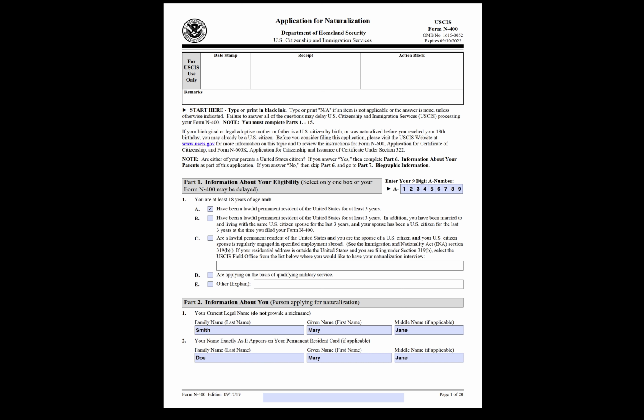Under D, you're applying on the basis of qualifying military service. The reason why this is important is because for those that are on active duty or have been military members, the U.S. government recognizes that, and as a thank you for the service that they've performed, they allow people to file for citizenship right away. Meaning that if you're on active duty and you get your green card, you can go ahead and file for citizenship right away. Or if you have been in active duty in the past, then you can be a green card holder for 1 year, and then after that you can file. So these are some of the general considerations under Part 1.